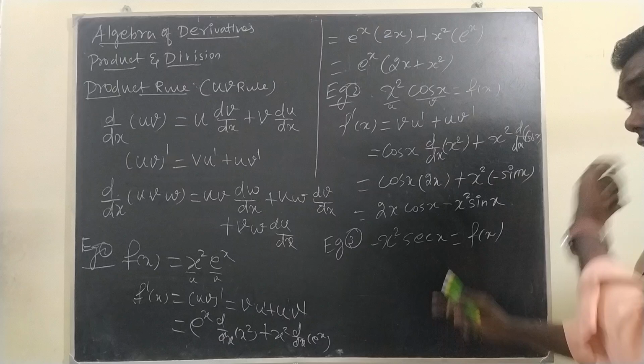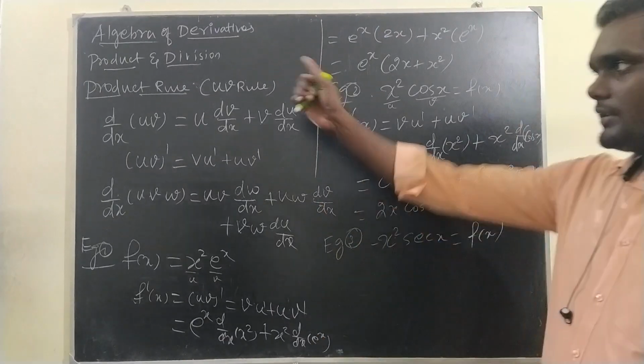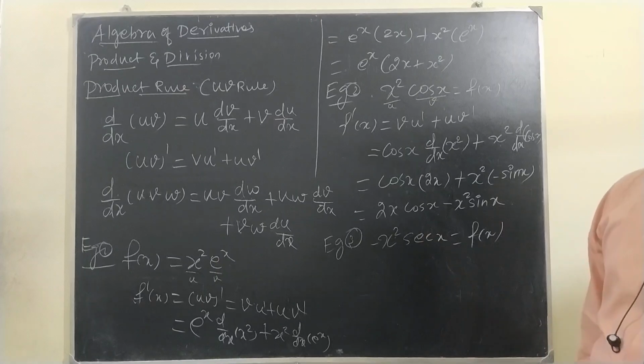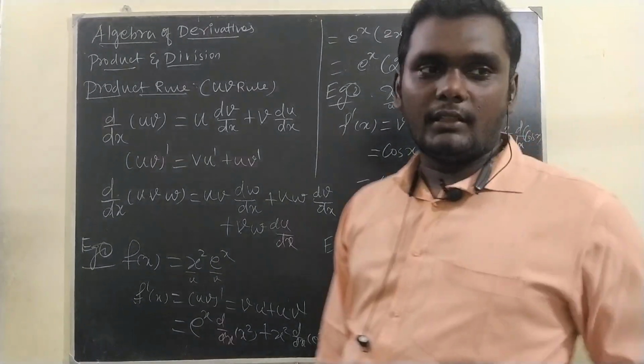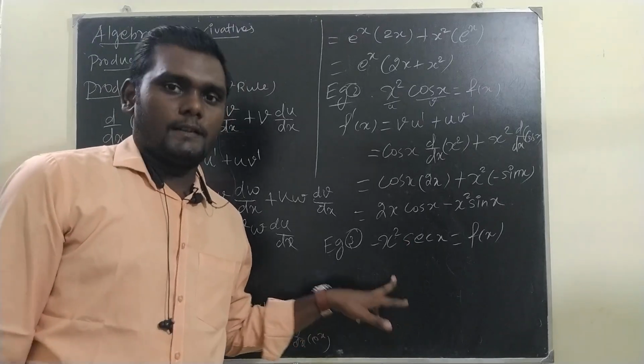Okay. Do this one and tell your answer. Make it fast. First finish writing all this. Okay. First finish writing all this and then work this out and tell your answers. Okay.